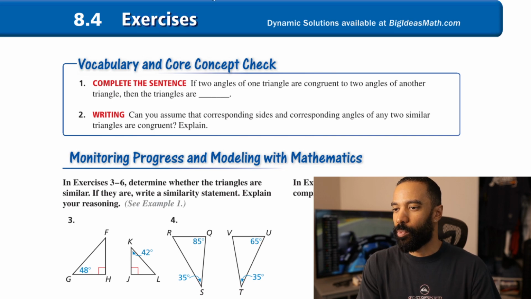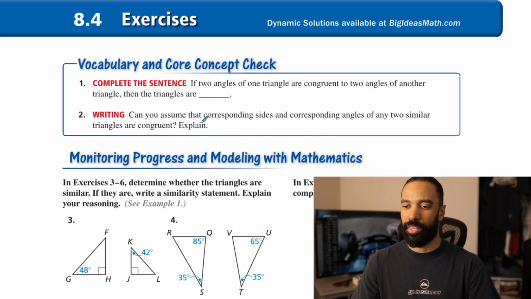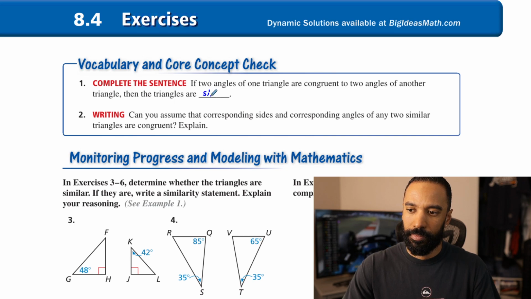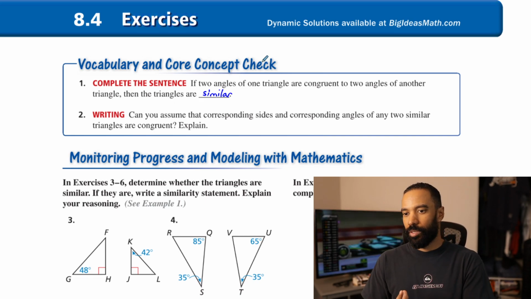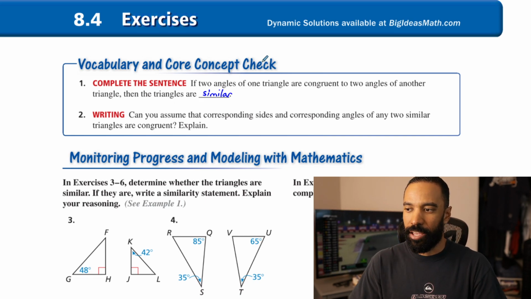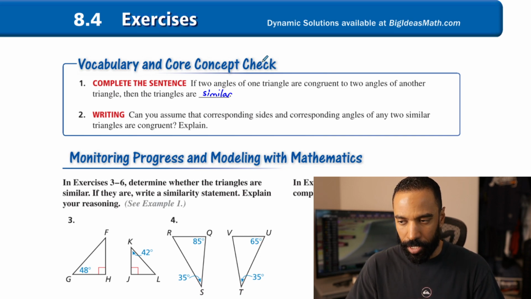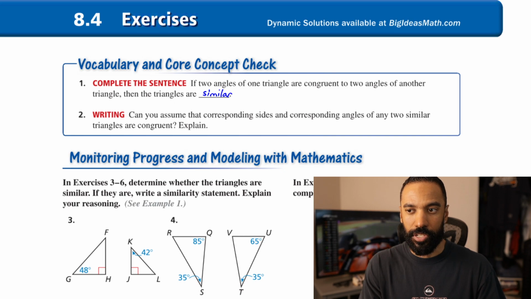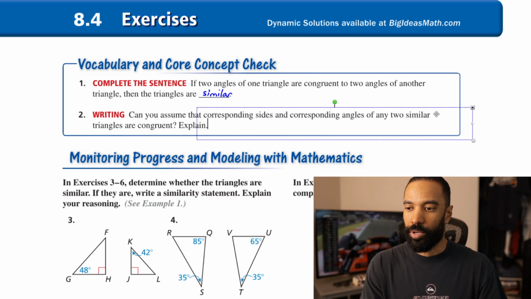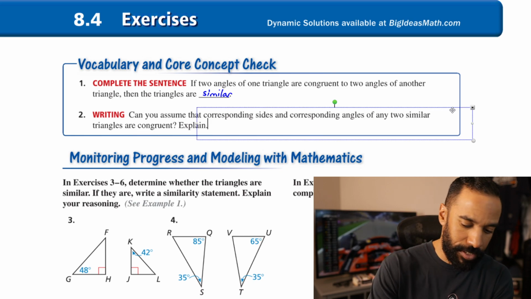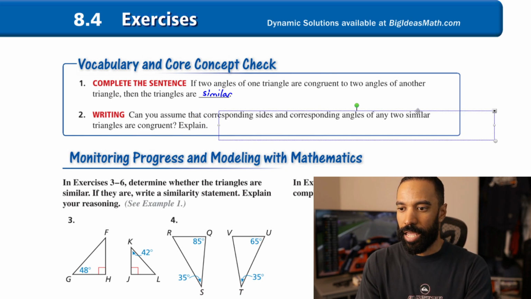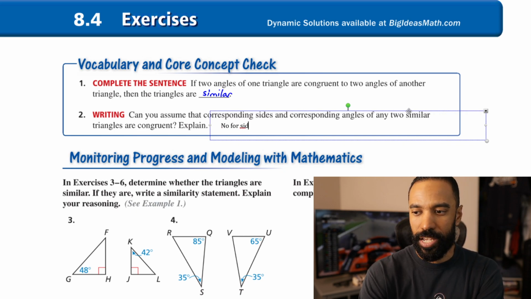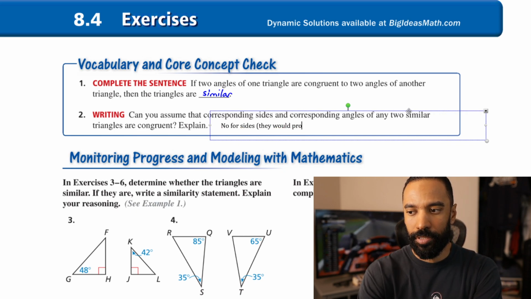Complete the sentence. If two angles of one triangle are congruent to two angles of another triangle, then the triangles are similar. That's by angle. Writing: can you assume that corresponding sides and corresponding angles of any two similar triangles are congruent? No. Angles, yes. Sides, no. Sides are proportional. So can you assume that corresponding sides of any two similar triangles are congruent? Heck no. No for sides. They would be proportional.